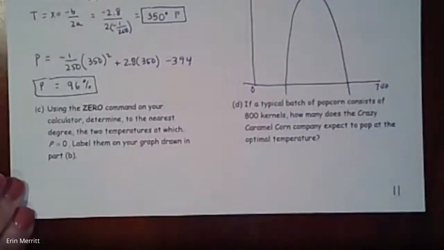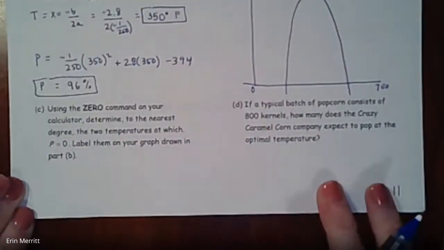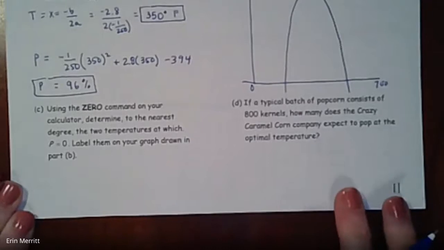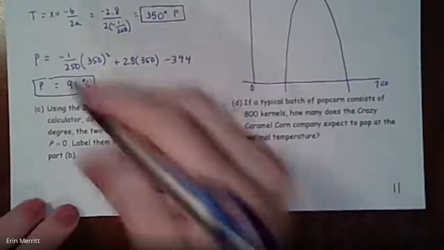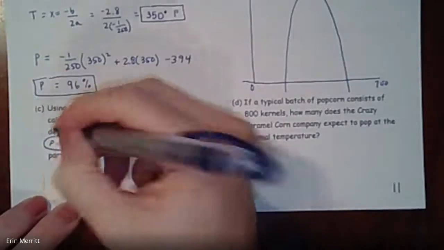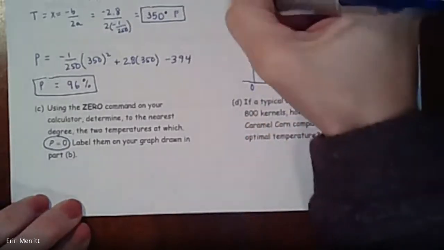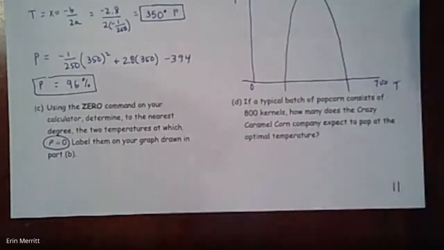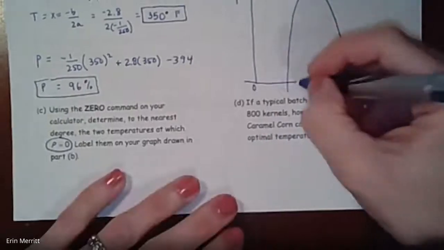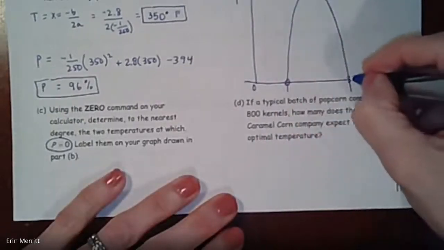Next part says use the 0 command on your calculator. Determine to the nearest degree the two temperatures at which P equals 0. All right, well, if P, which is like our Y value, equals 0, that's where it's hitting the axis, because that's where the P value, this is P, this is T, right, is equal to 0. So we're looking for that value here and this value here.